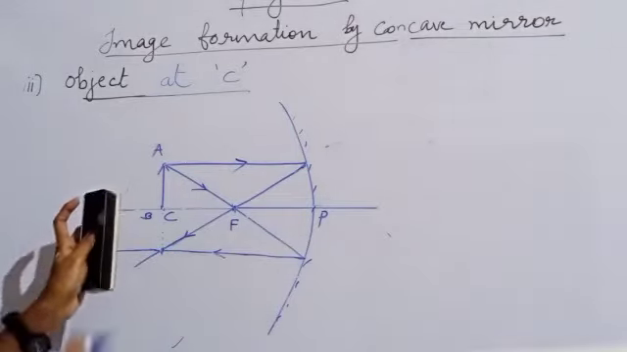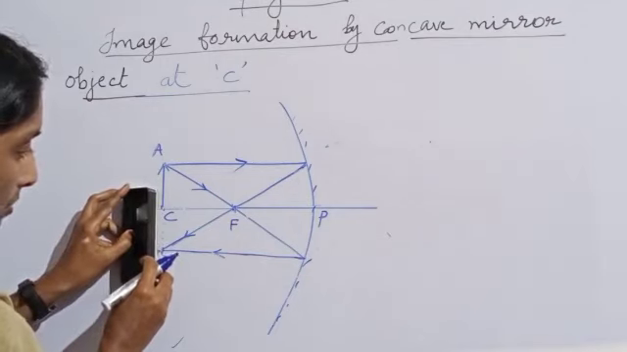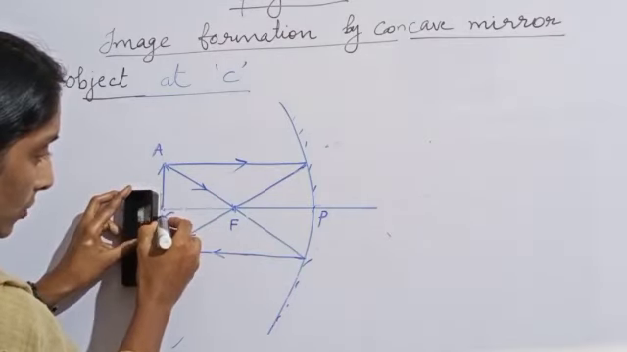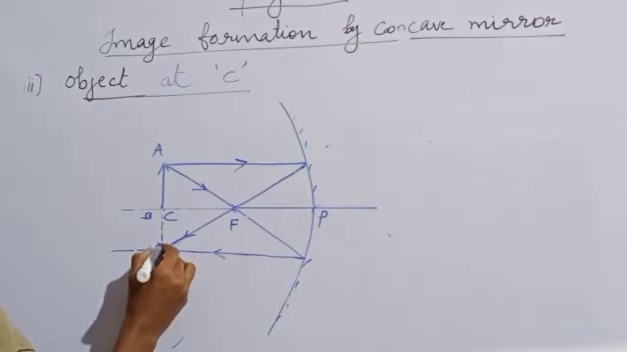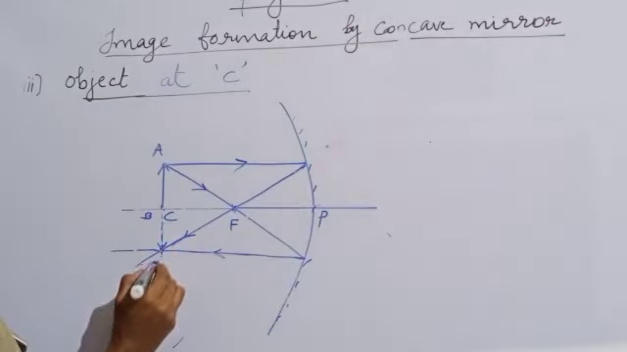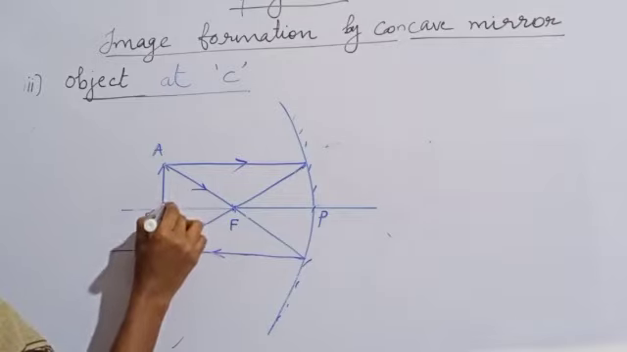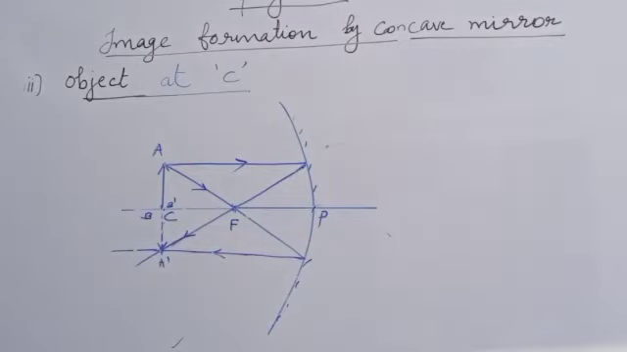You can see it corresponds to the same point where the C is. So we can mark that with a dotted line. That is the position of the image formed. We can call it A dash, B dash, as it is the image.